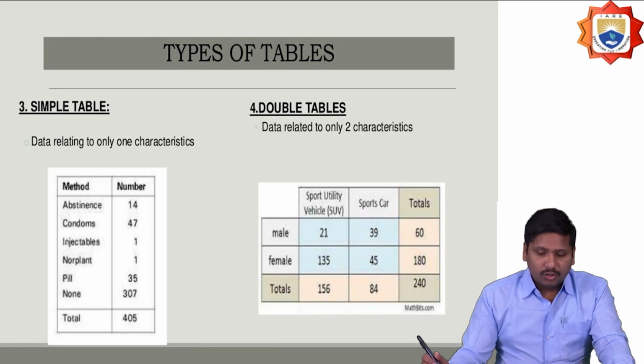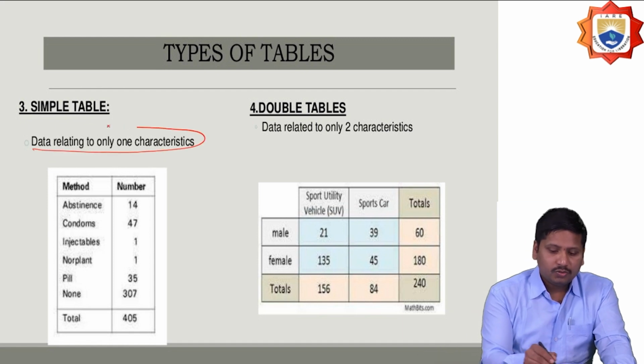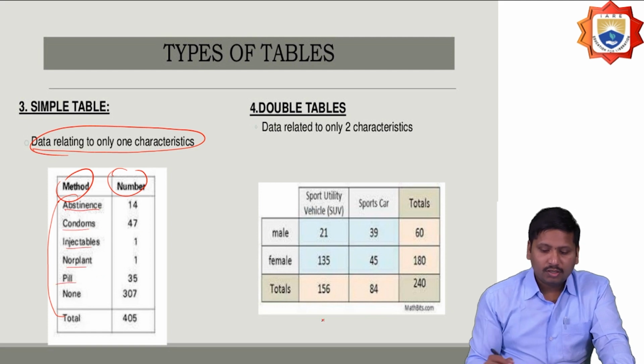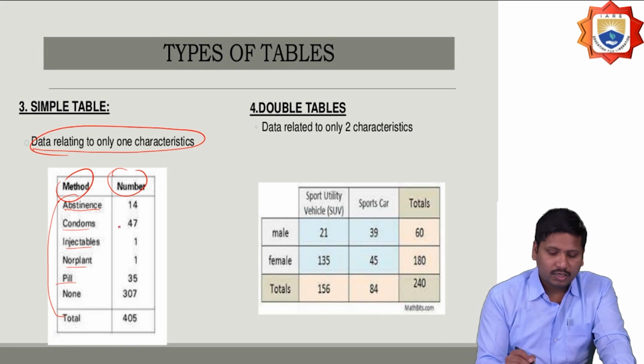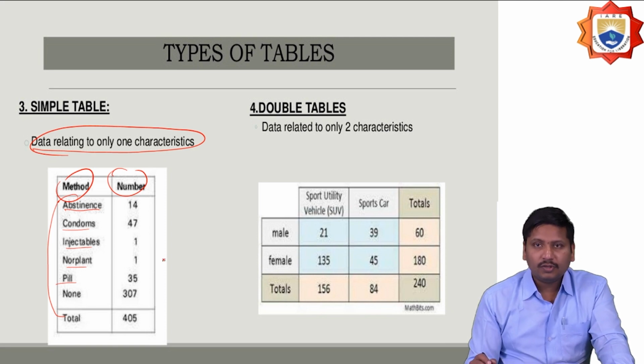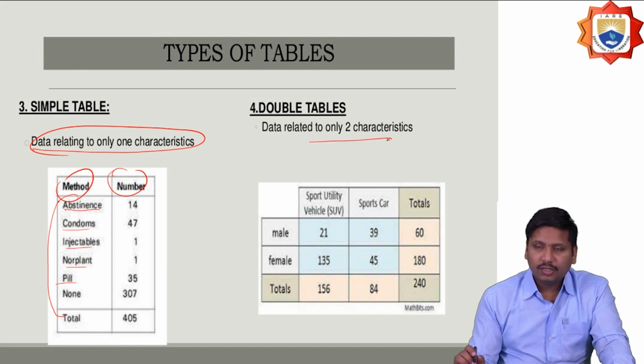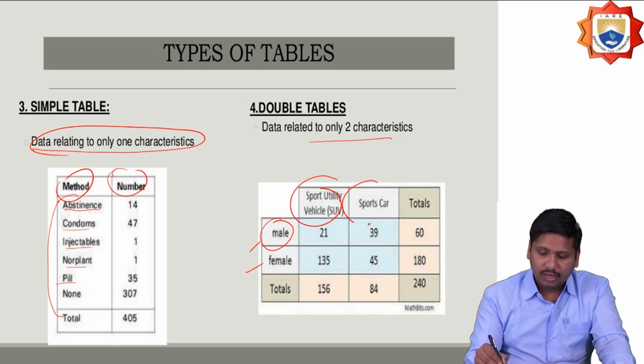The other kinds of tables we have are simple tables and double tables. Simple tables are where the data is related to only one characteristic, like method and number. So if I specify only a single attribute or single characteristic, that is a simple table. A double table is related to only two characteristics, like male and female. And if I take male, I can again take two more characteristics.